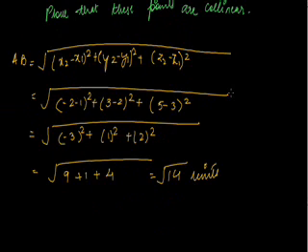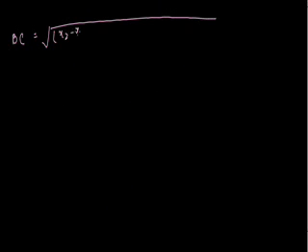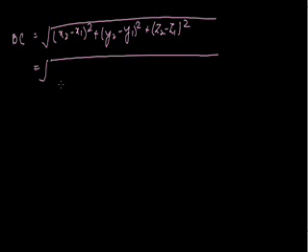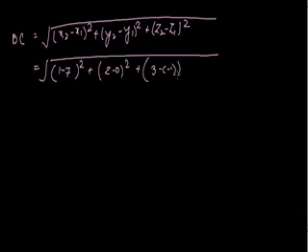Now we are taking out the value of BC, which is equal to the square root of (x2 minus x1) whole square plus (y2 minus y1) whole square plus (z2 minus z1) whole square. That is the square root of (1 minus 7) whole square plus (2 minus 0) whole square plus (3 minus 1) whole square.